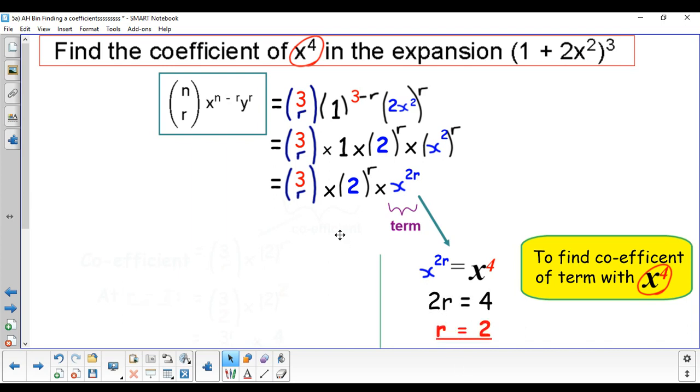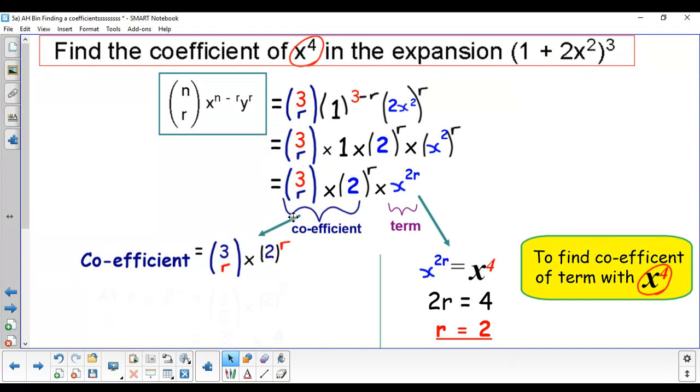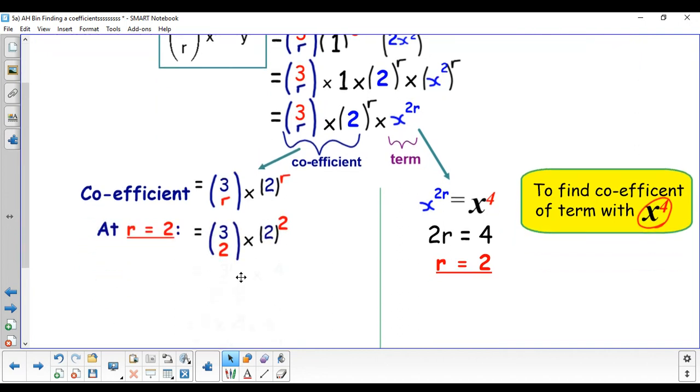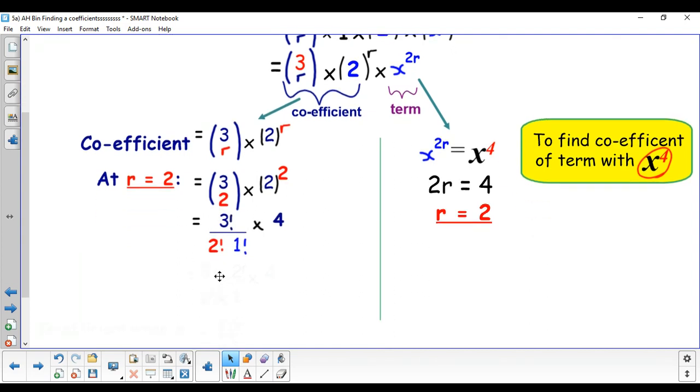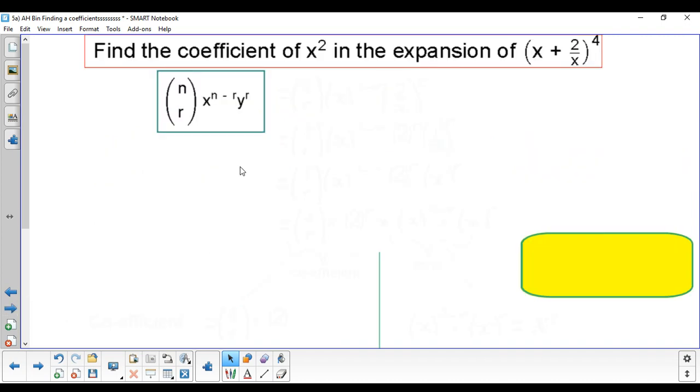What do we do then? We find the coefficient, so we go over here and we write down what all the terms are of that. We know r is 2, so we can put it in. That's 3 factorial over 2 factorial times 1 factorial times 4. And then remember that can be written as 3 times 2 factorial. So you can see the 2 factorials cancel out, and you're left with 3 times 4, which is just 12. You get that? It's getting nicer now.